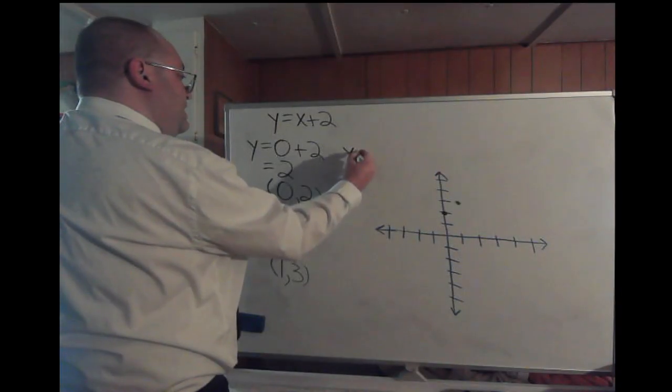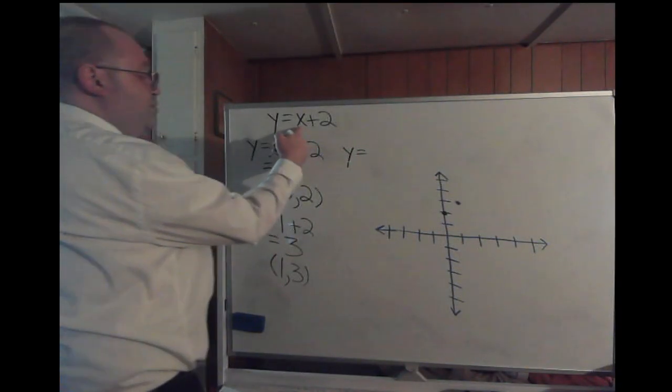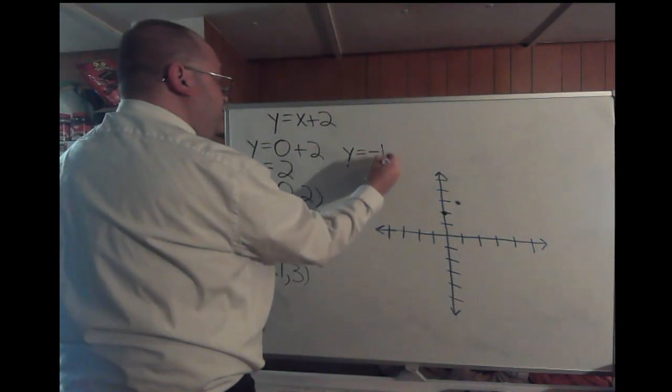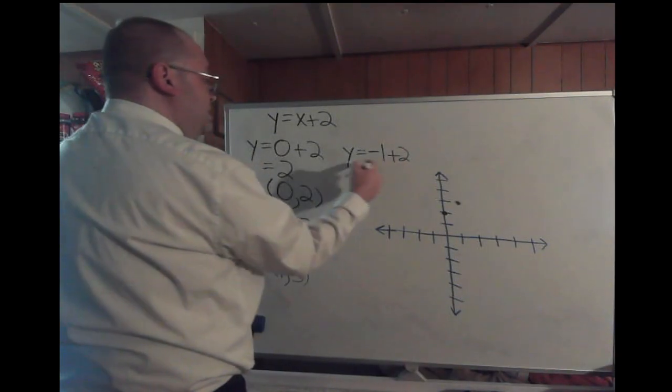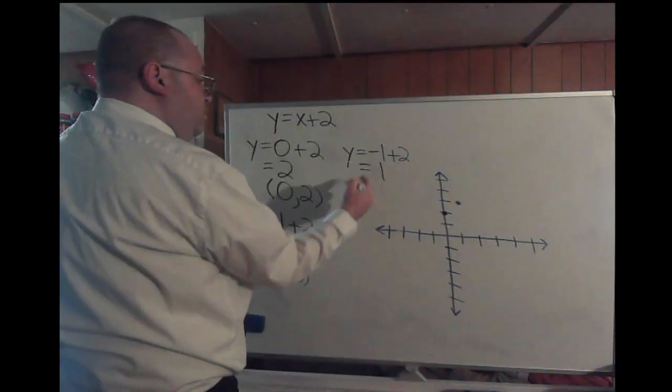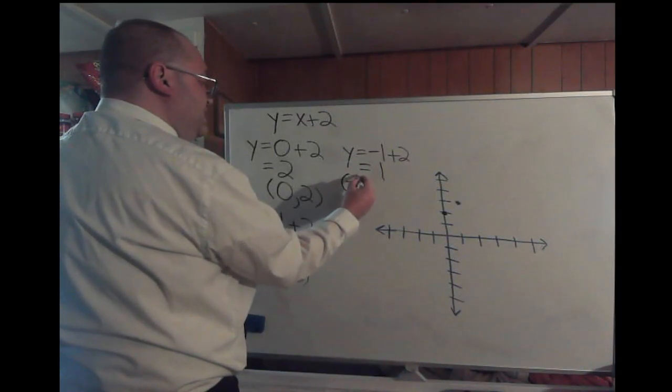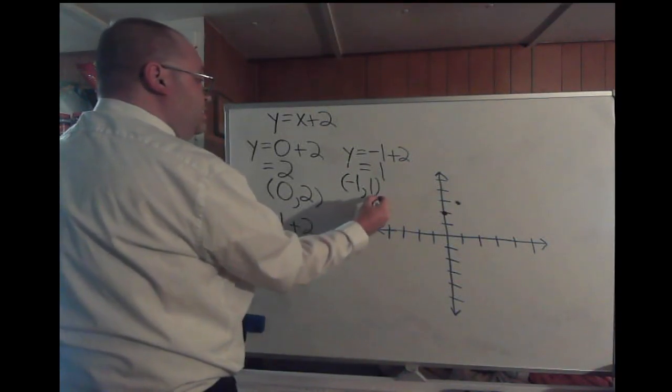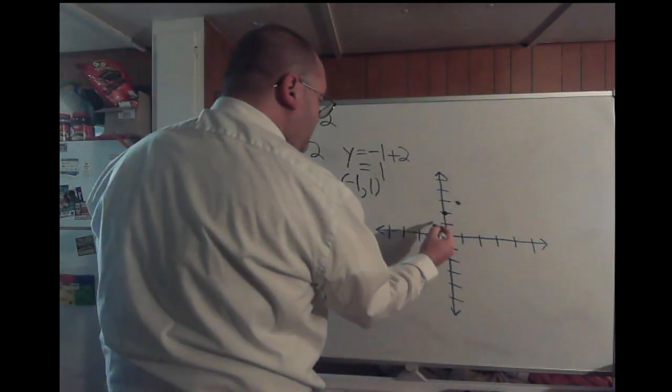Let's do when x equals -1. So we'll put -1 in for x. You'll get -1 plus 2. Well, -1 plus 2 is +1. So you'll get y equals 1. So when x is -1, you'll get +1. So you'll get the point -1, 1.